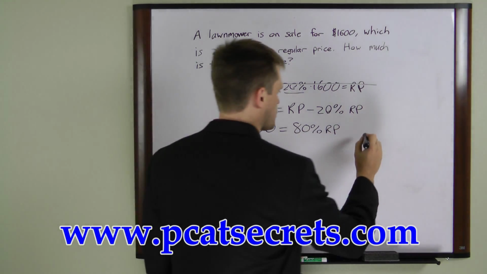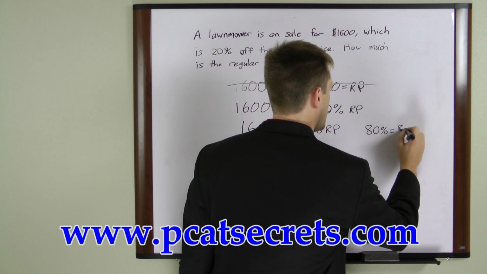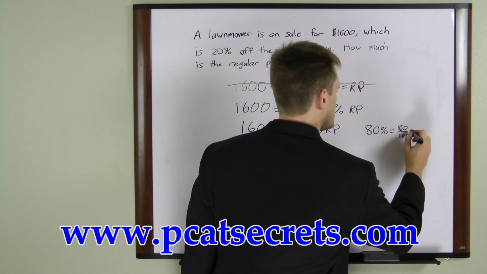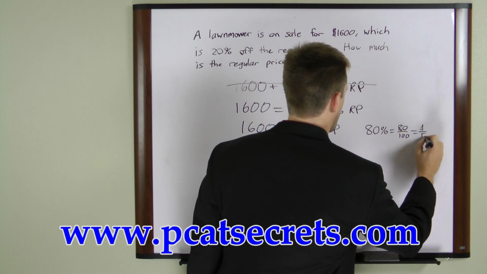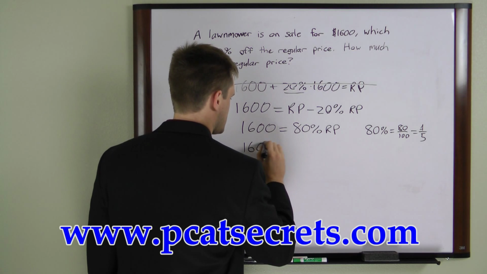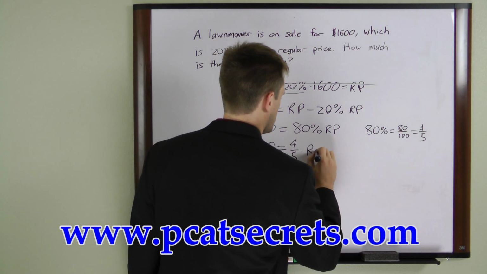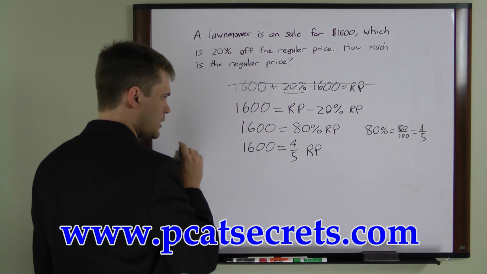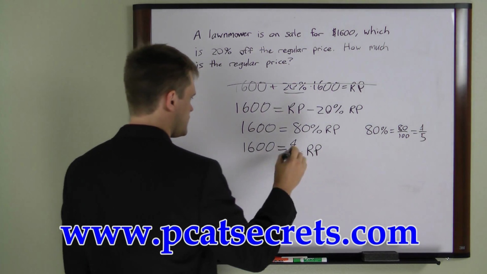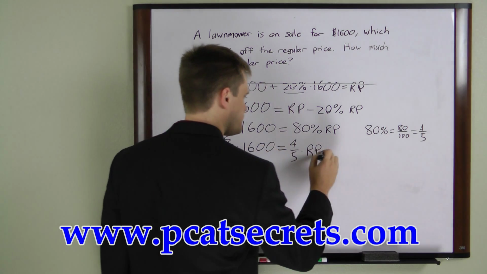Now 80% we can rewrite as a fraction. 80% equals 80 over 100, which is the same as 4 over 5. And then we'll plug this back into this equation. 1,600 equals 4 over 5 times the regular price. And now to solve this, all we have to do is multiply both sides by 5 over 4.